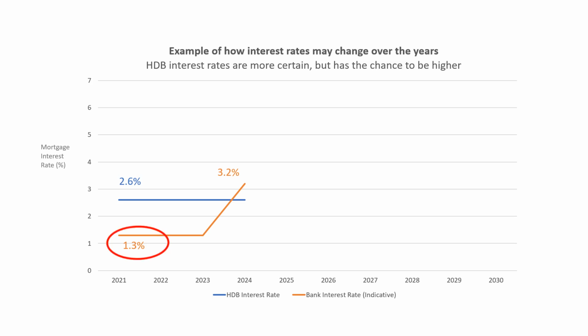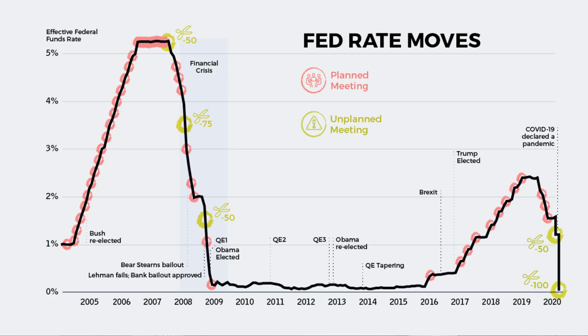As you can see, the bank loan's interest rate started off lower than the HDB loan's interest rate. We have 1.3% versus 2.6%. Some background here is that this was during the era of quantitative easing by the US Federal Reserve, which was spurred on by COVID. Overall, this brought global interest rates down, and this also impacted our housing and mortgage interest rates.